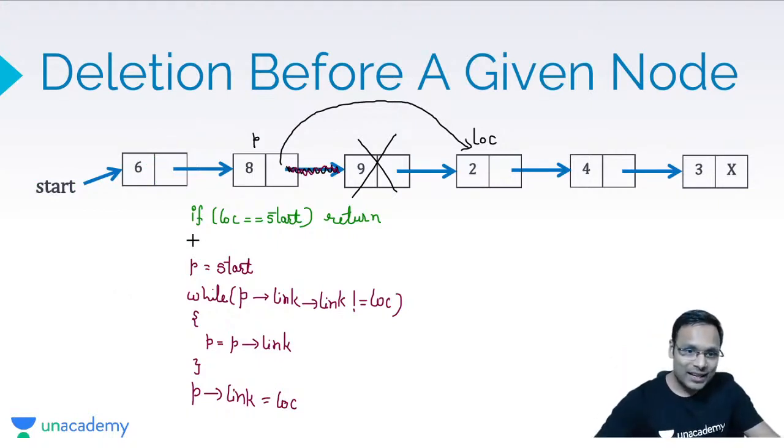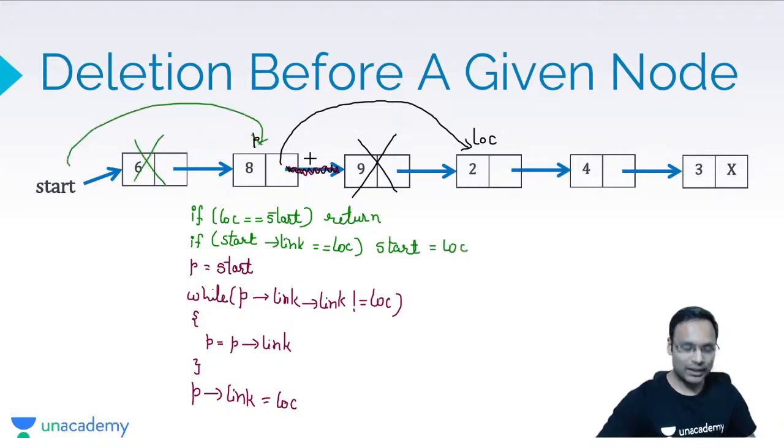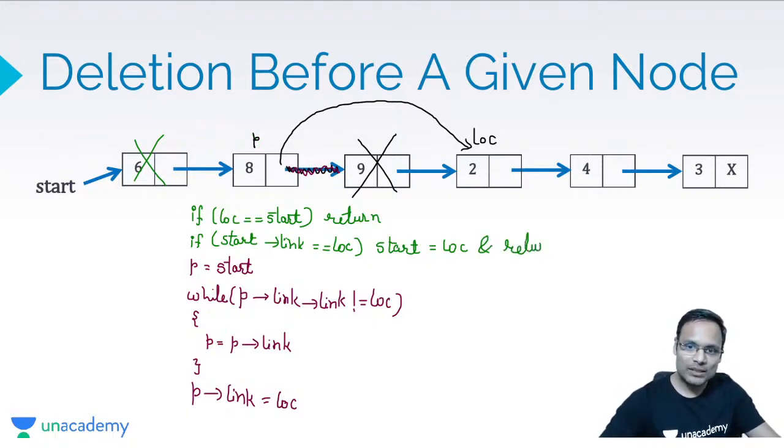So another base case is if start's link is equal to LOC, meaning LOC is the second node. I'll have to delete the first node. In that case I'll have to update start by LOC, which is nothing but start's link, and then return. I'll have to return from this algorithm. Done. I cannot do the remaining things.